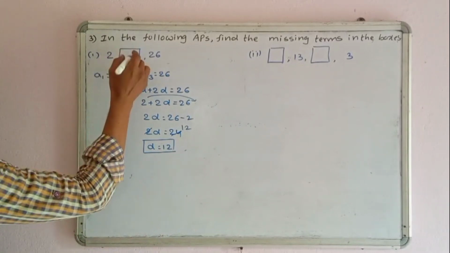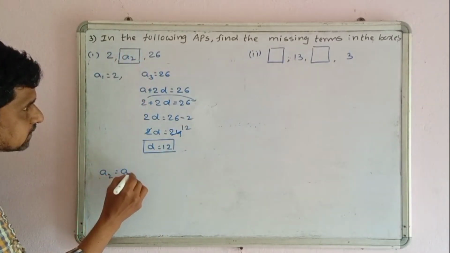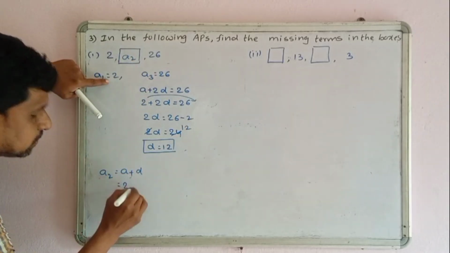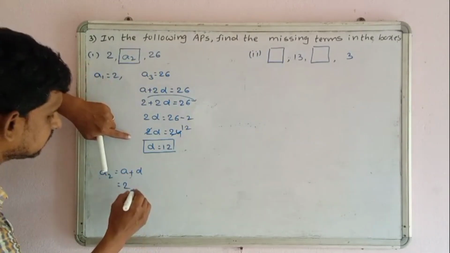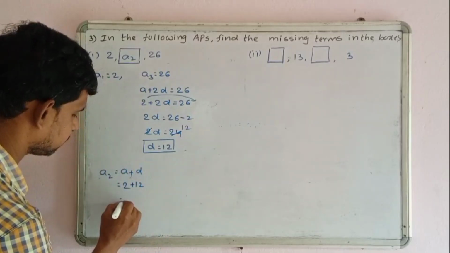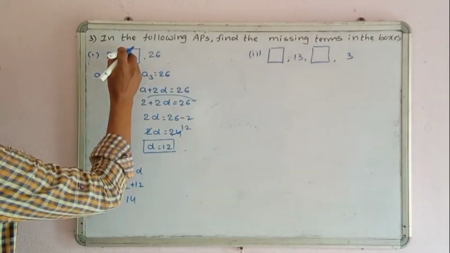Therefore, now we want to find A2. A2 equals, the formula is A plus D. The A value is 2. The D value is 12. 2 plus 12 is 14. So the value of A2 is 14.